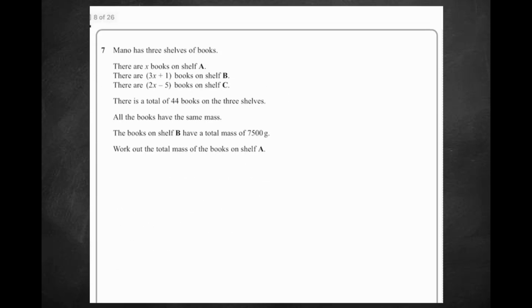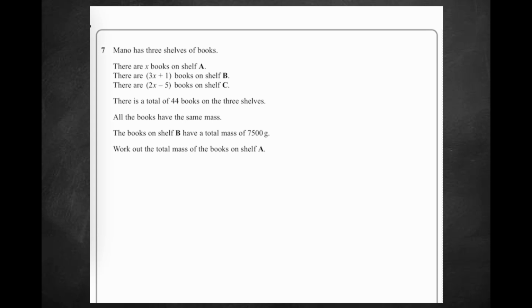Question number 7. Mano has 3 shelves of books. There are X books on shelf A, 3X plus 1 books on shelf B, 2X minus 5 books on shelf C, a total of 44 books on the 3 shelves. All the books have the same mass. The books on shelf B have a total mass of 7,500 grams. Work out the total mass of the books on shelf A.